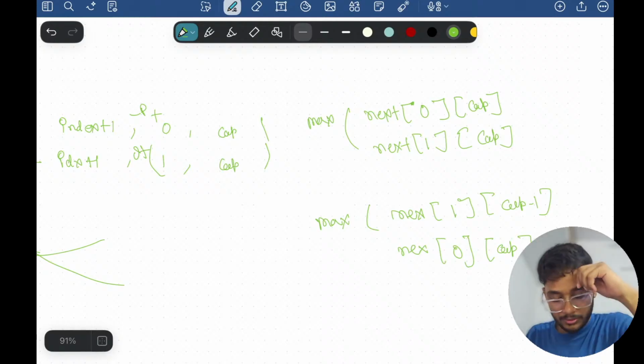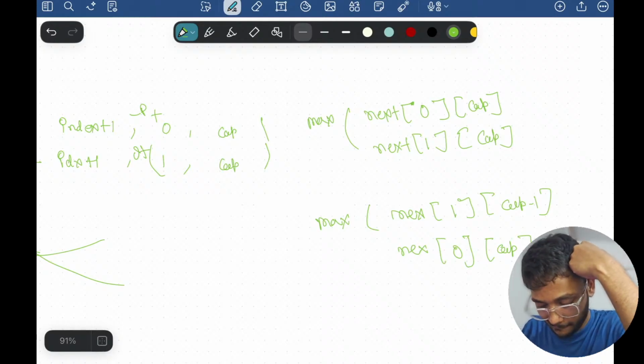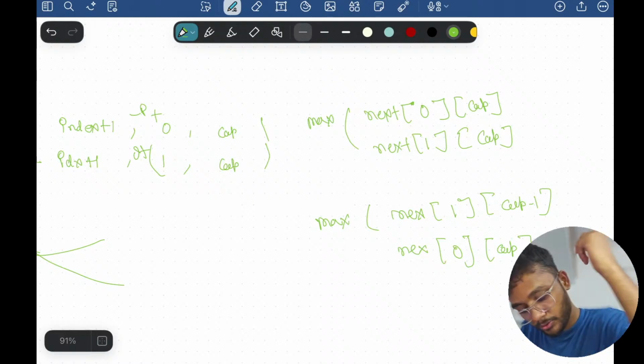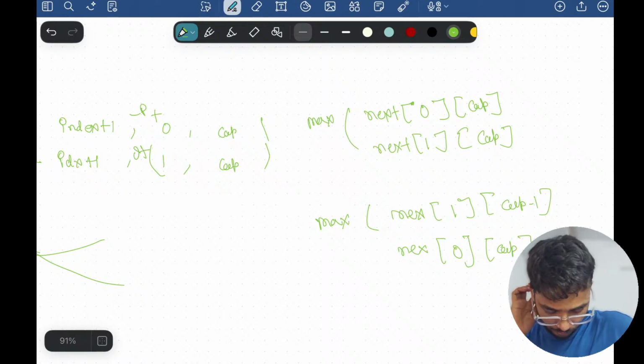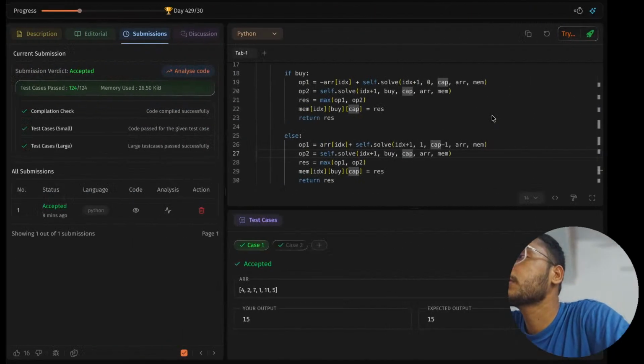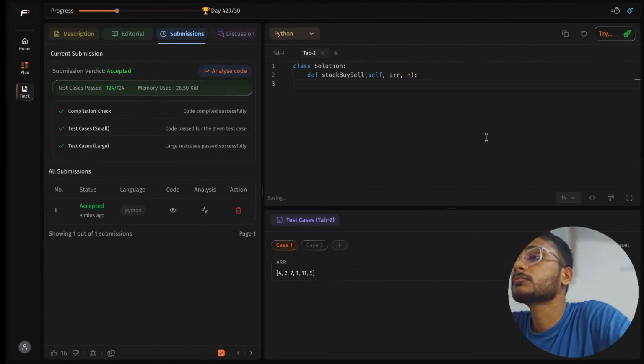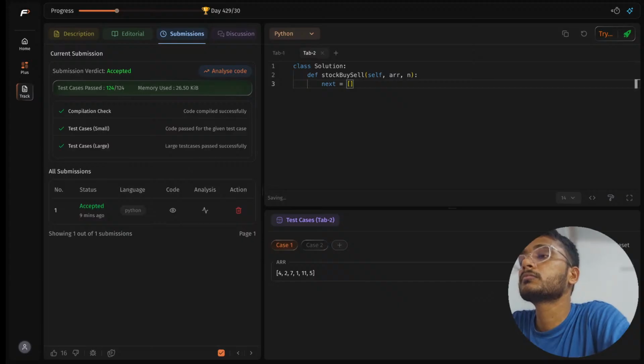Why does it feel like 0 and capacity? Why do these two? First thing, will be having two values.